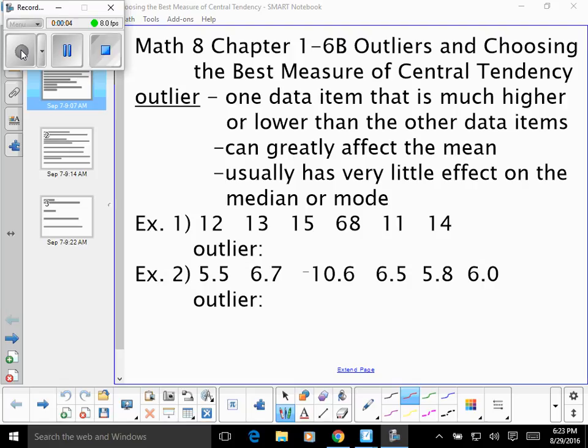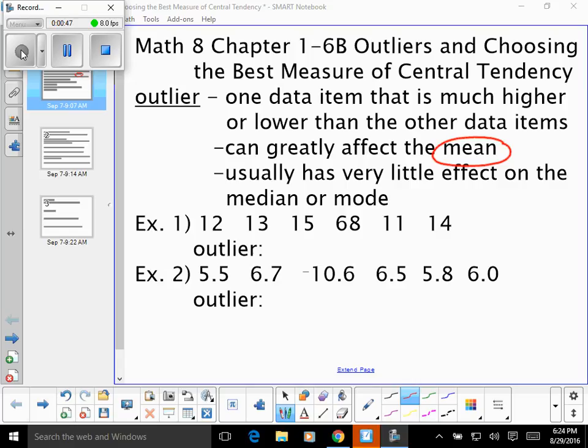Hello, 8th graders. This lesson, 1-6b, Outliers and Choosing the Best Measure of Central Tendency, is an extension of Chapter 1-6a, which was on mean, median, mode, and range. First of all, an outlier is a data item that is much higher or lower than the other data items. It can greatly affect the mean. It usually has very little effect on the median or the mode.